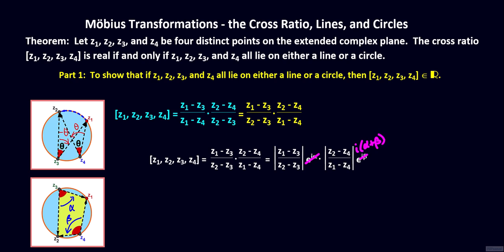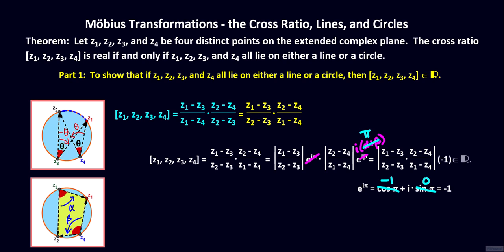It is a known geometric fact that the opposite angles of a quadrilateral that is inscribed in a circle are supplementary, and so alpha and beta must add up to pi. e raised to the power i times pi equals cosine pi plus i times sine pi. Cosine pi is minus 1. Sine pi is 0, so that e raised to the power i times pi is minus 1. Therefore, the cross ratio equals its absolute value times negative 1, so that the cross ratio is real.